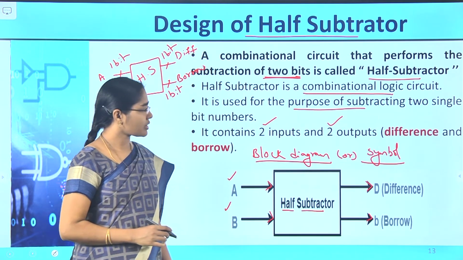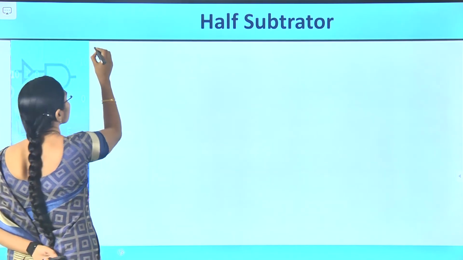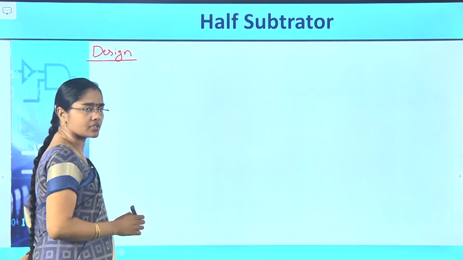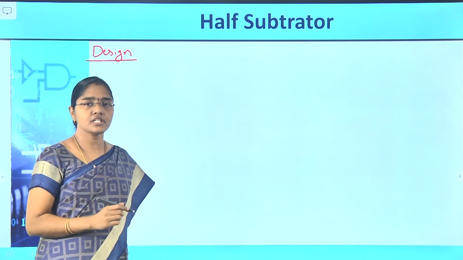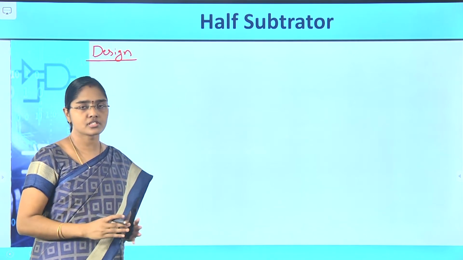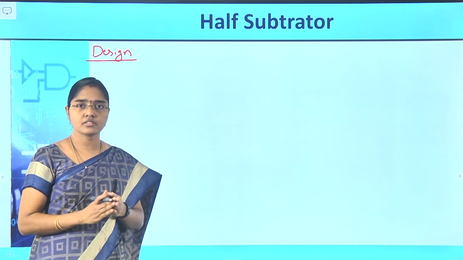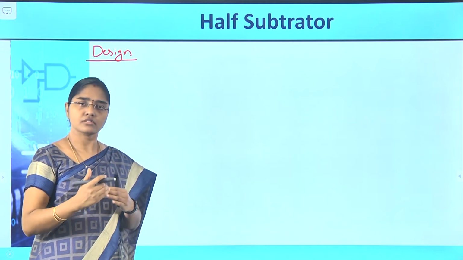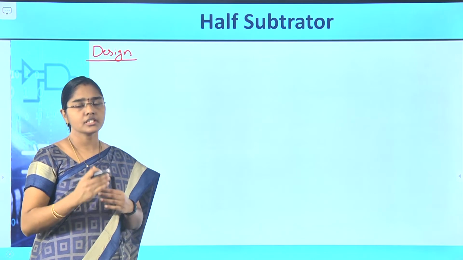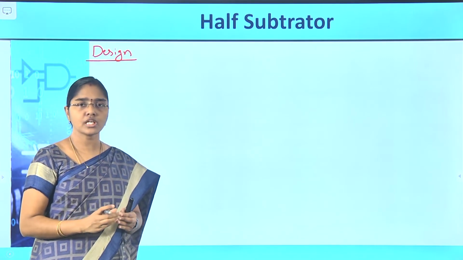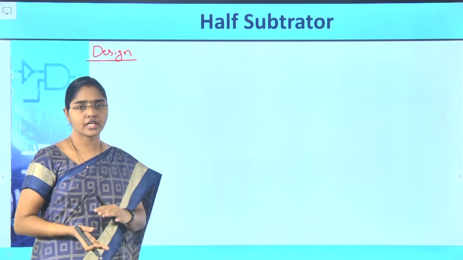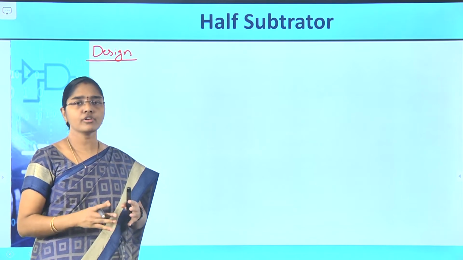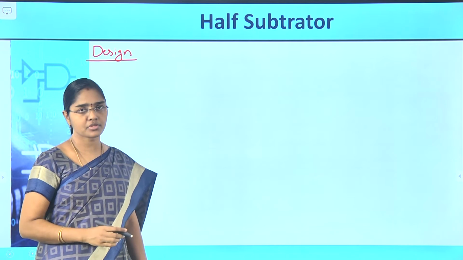Now let's start the design process of this half subtractor. In the previous lectures, we have seen the design procedure of a combinational logic circuit. The first step is to start with a problem statement, then identify the number of inputs and outputs and give letter names to them. Then get the relation between inputs and outputs using the truth table, simplify and get output expressions from that truth table, then draw the logic diagram. By following the same procedure, we are going to design the half subtractor now.